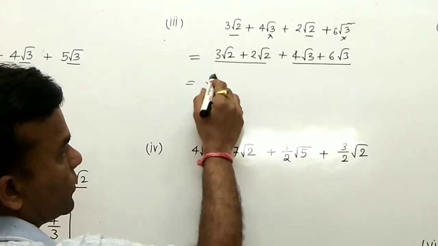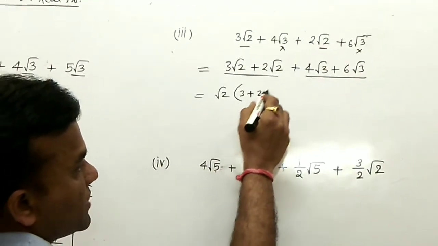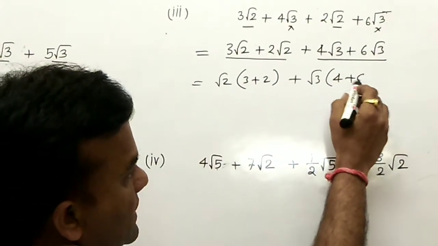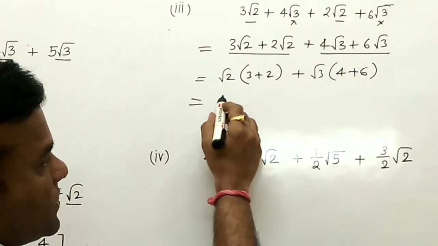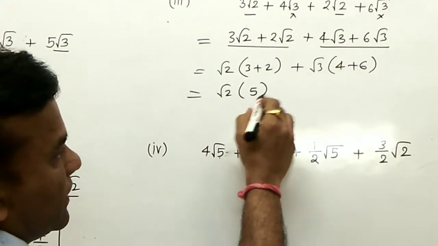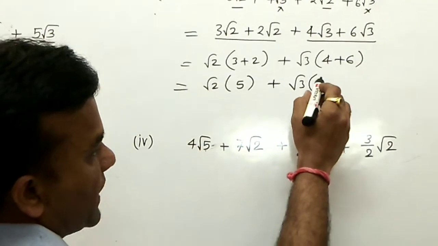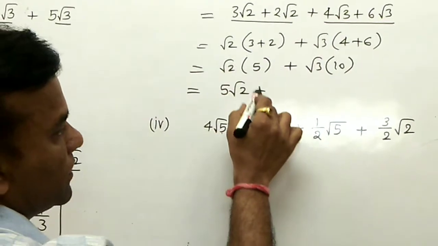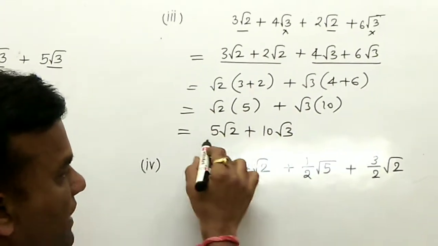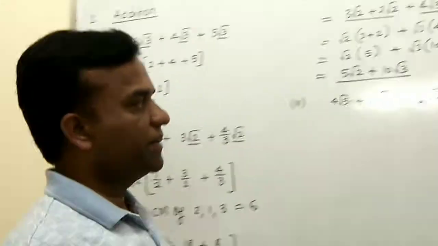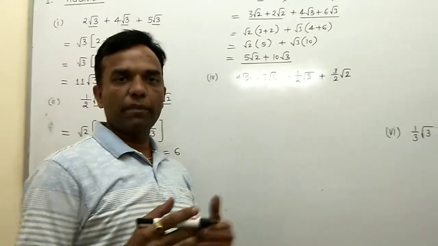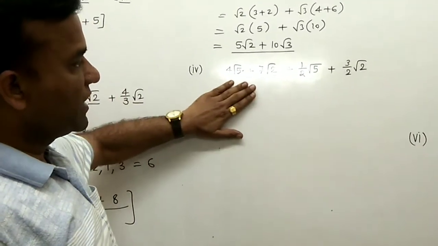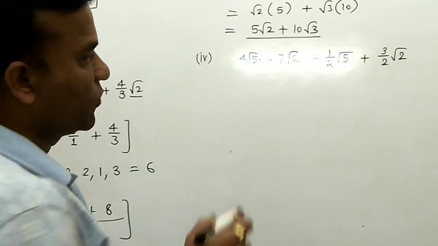You take root 2 common, and now you have 3 plus 2. Here root 3 is common, and then you have 4 plus 6. So 3 plus 2 is 5, and for root 3, 4 plus 6 is 10. So the answer is 5 root 2 plus 10 root 3. Okay, the answer is very easy. The concept is the same again: you separate out the like terms. Again we have another example that is the same, where you will have two types of terms, like root 5 and root 2.